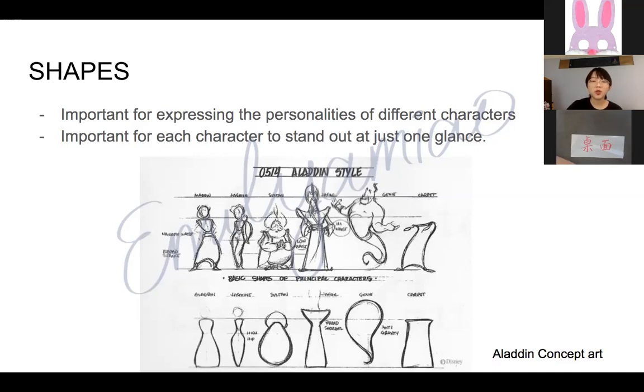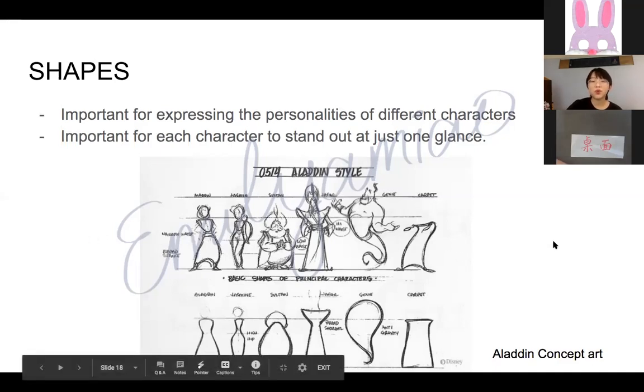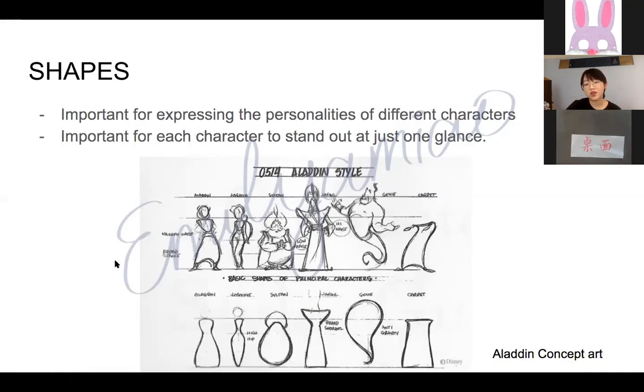So from all these shapes, even if I just cover the first row and let you guys look at the second row, you will be able to tell which character is who just based on these simplified shapes, right? And that's good character design for a story. Each character stands out from each other at just one glance because the shape language for each character is so prominent.